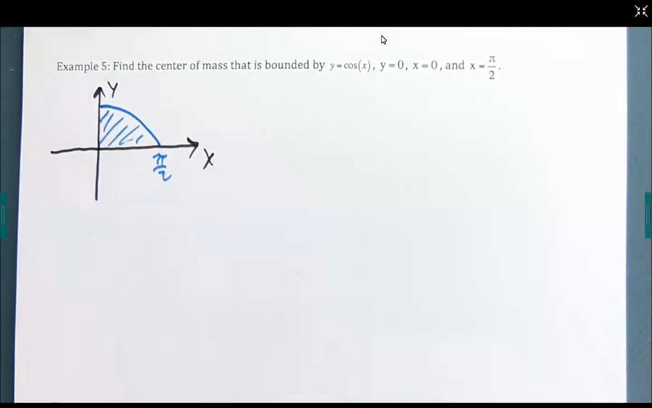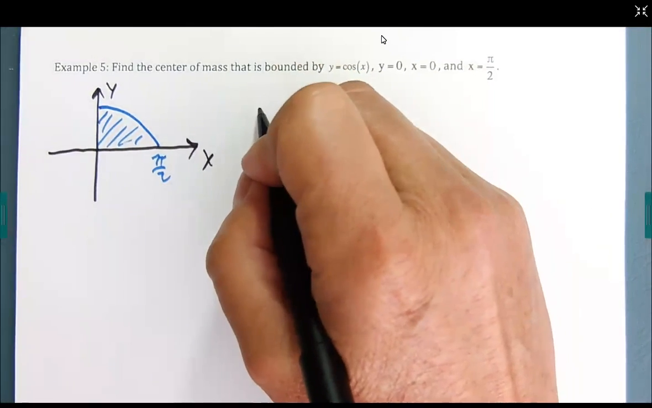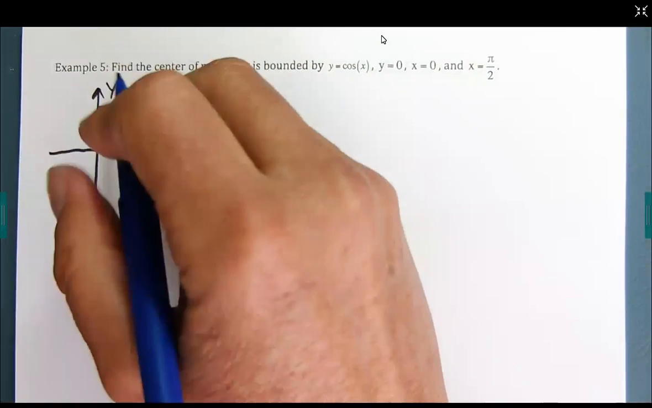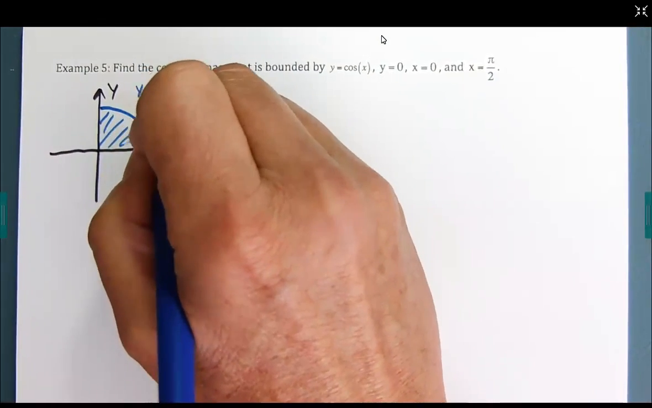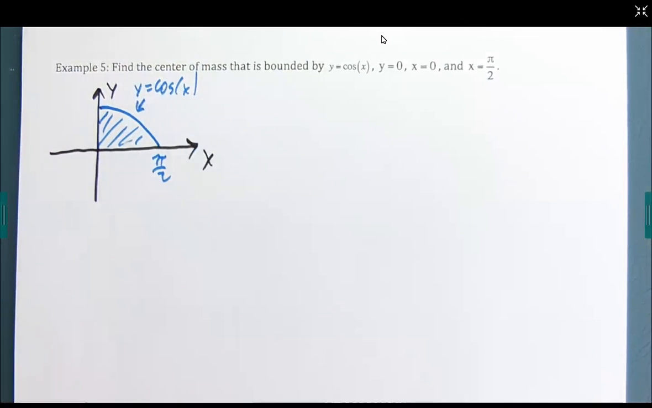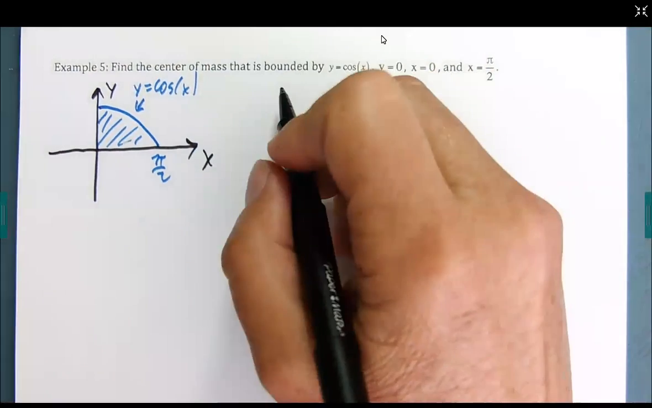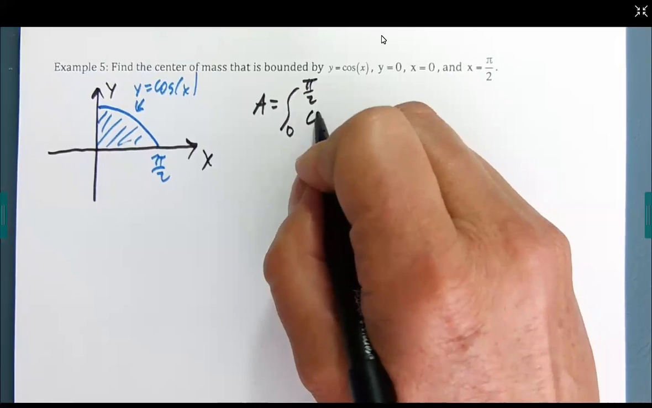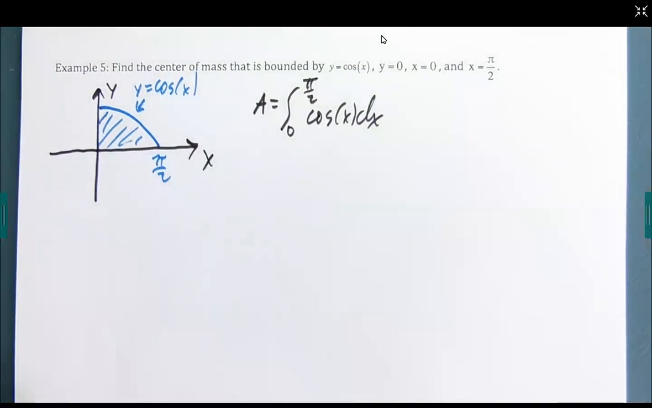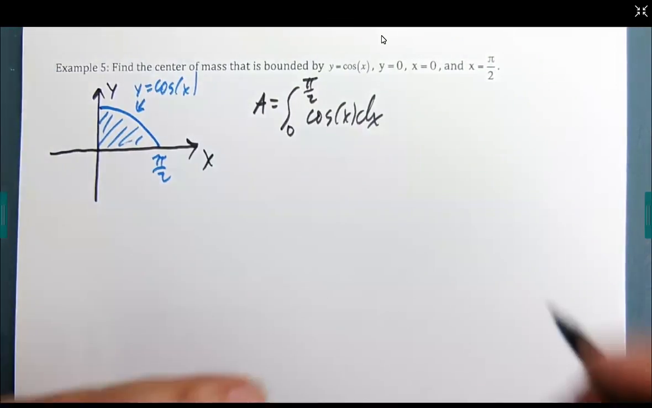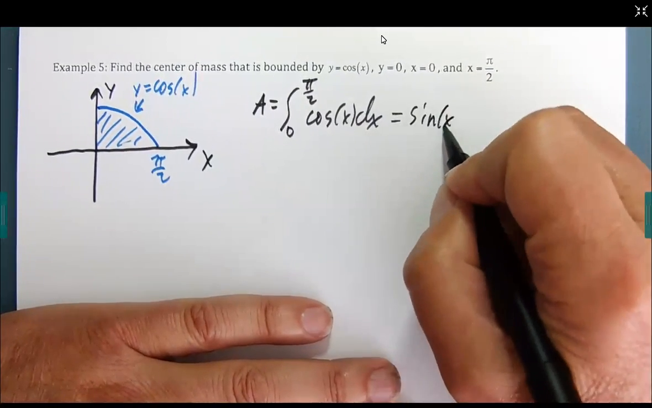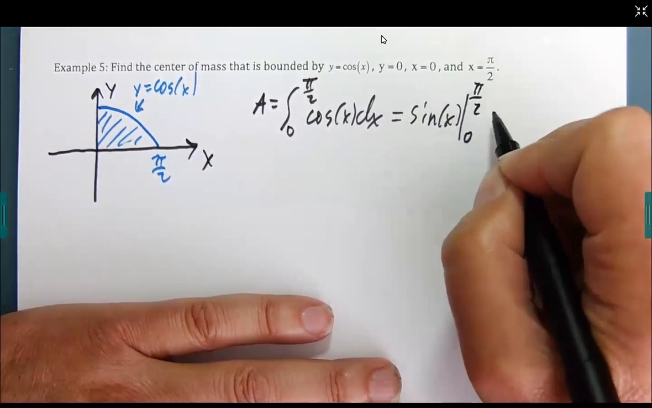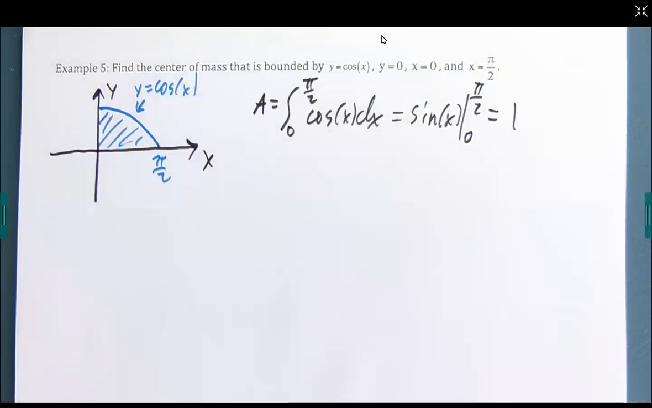So let's start out by finding the area, since we need that for the formula. Oh, and I should point out this curve here, y equals cosine of x. So that overall area is going to be the integral from 0 to pi over 2 of cosine x dx. And it gives us sine x from 0 to pi over 2, which equals 1. That makes it very nice for us. We don't have to worry about dividing the 1 over a that is in the formula. So let's jump to it.